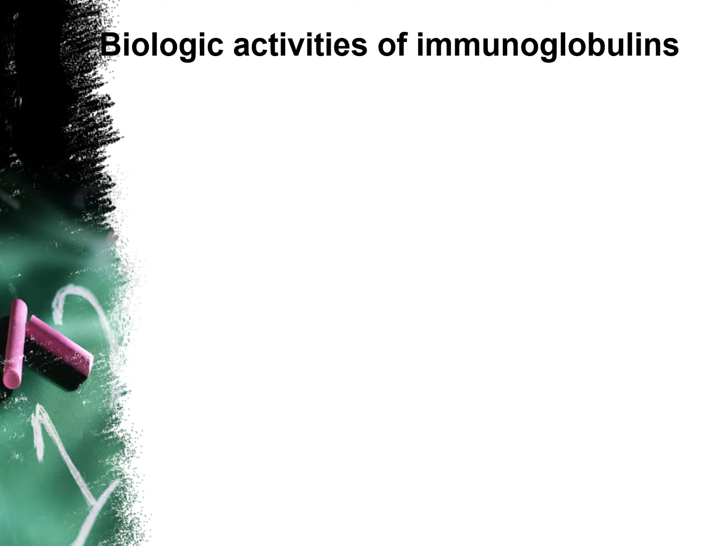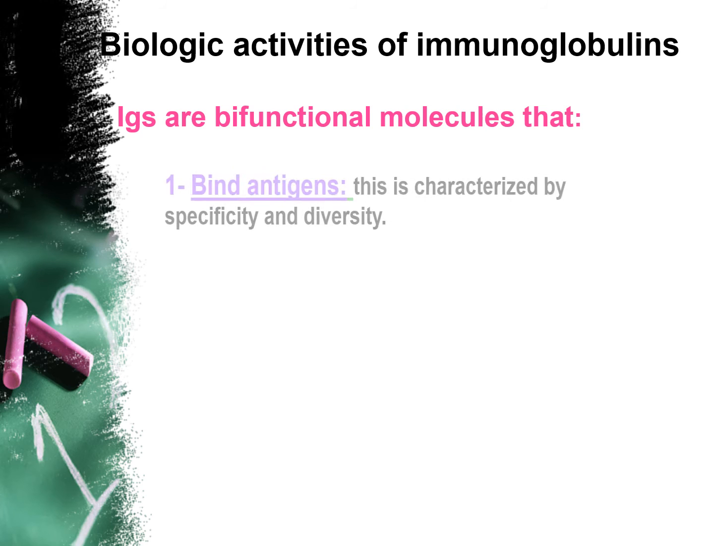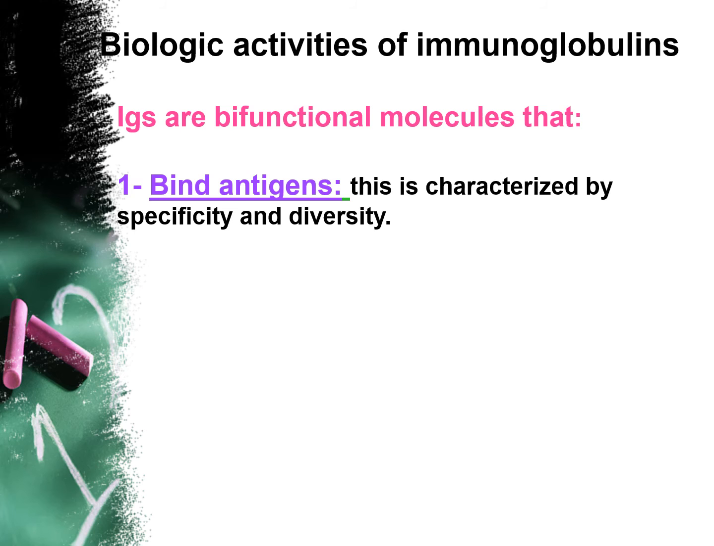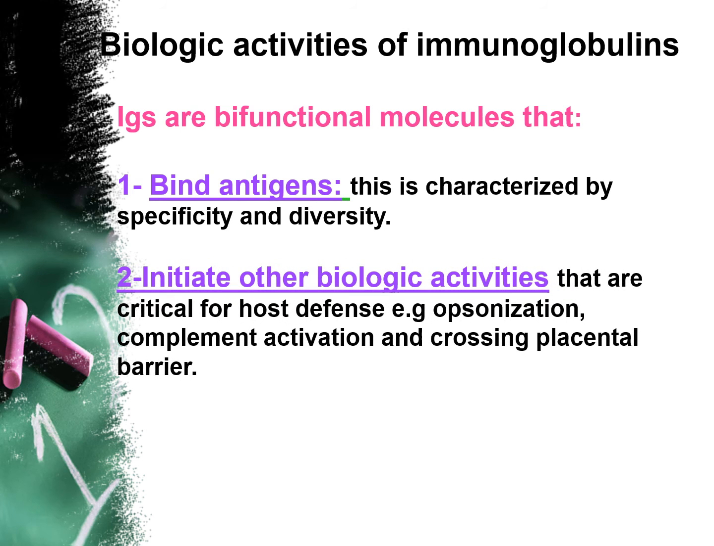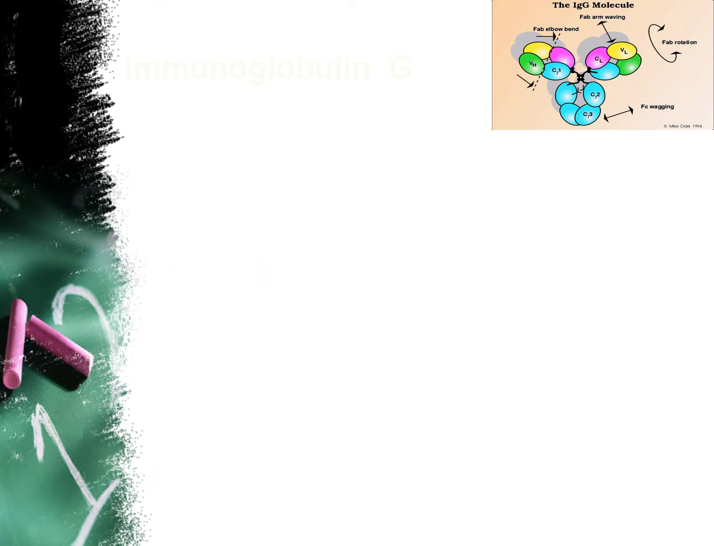Biologic activities of immunoglobulins. Immunoglobulins are bifunctional molecules that first bind to antigens. This is characterized by specificity and diversity. Second, they can initiate other biological activities that are critical for host defense, like opsonization, complement activation, and crossing the placental barrier. The first function is localized to a combination of the variable heavy and variable light domains, while the second function is related to the constant heavy domains, particularly those of the Fc segments.